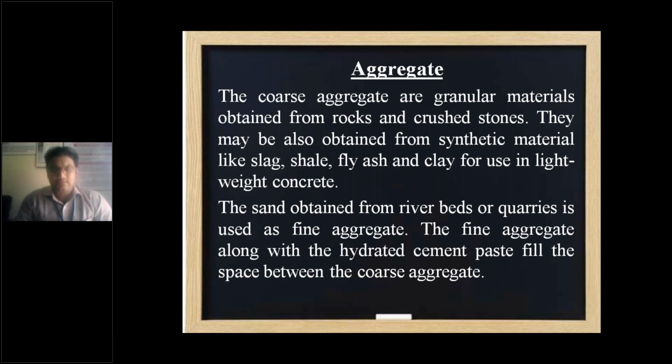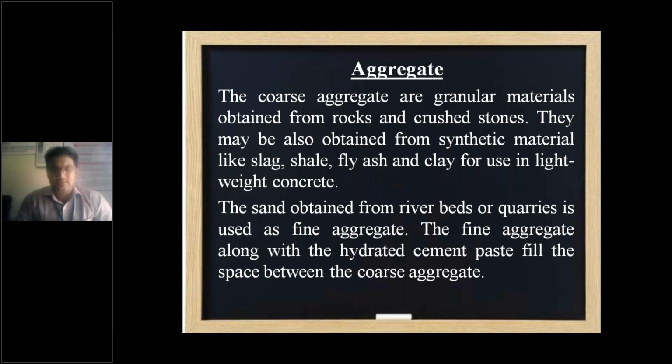Not only that, there are many other aggregate materials which can make concrete light in weight. As we all know, granite is a material which we use as a coarse aggregate. Along with that, slag, shale, fly ash, and clay are used in lightweight concrete. These are also coarse aggregates which we use in concrete to make it light in weight.